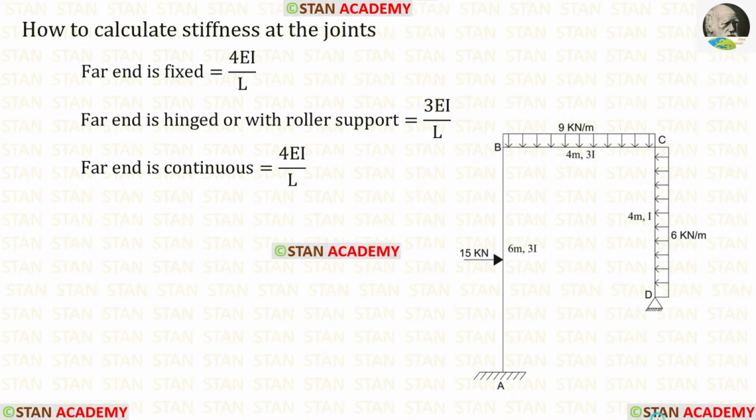In Kani's method, we have to find the rotation factor. To find the rotation factor, we have to calculate the stiffness. Let us see the formulas to find the stiffness. If the far end is fixed, the stiffness is 4 EI upon L. If the far end is hinged or has a roller support, the formula is 3 EI upon L. And if the far end is continuous, the formula is 4 EI upon L.